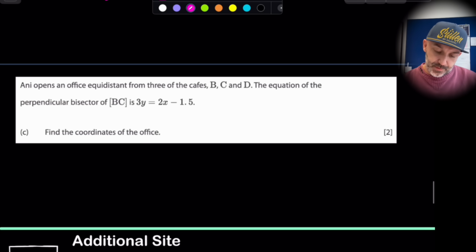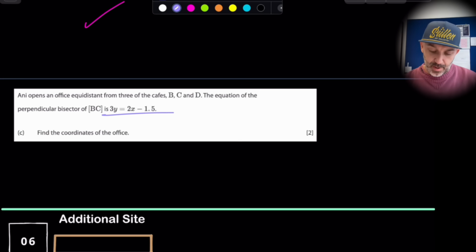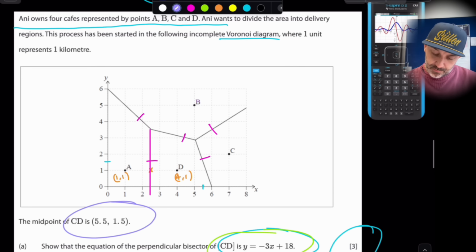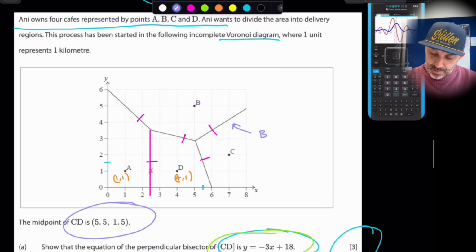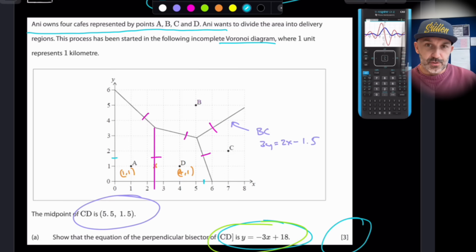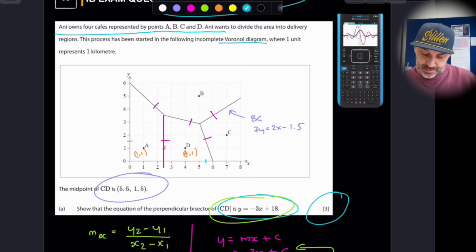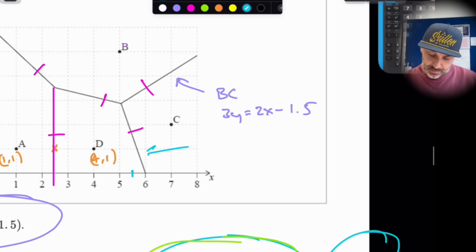Annie opens an office equidistant from the 3 cafes B, C, and D. The equation of the perpendicular bisector is given by 3y equals 2x minus 1.5. So let's label that on here: the equation of this line is 3y equals 2x minus 1.5. Now, don't forget, in one of the other parts of the question, we calculated the bisector of CD. That was one of the first parts. So this is CD, which is y equals minus 3x plus 18.